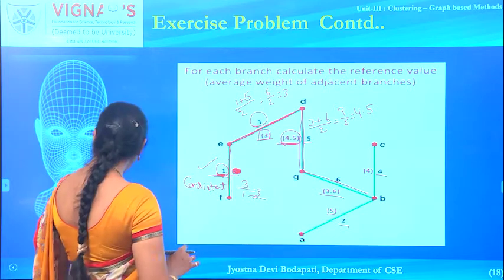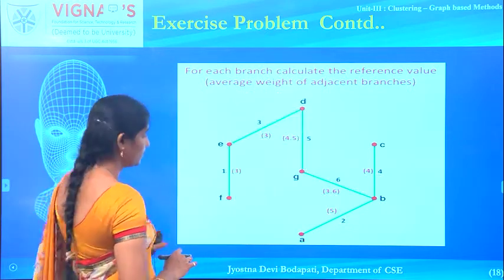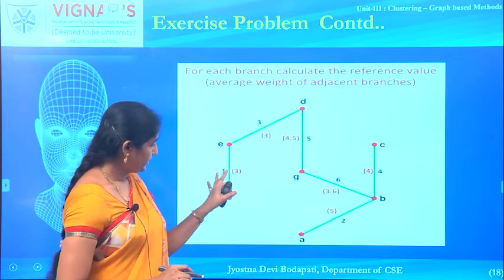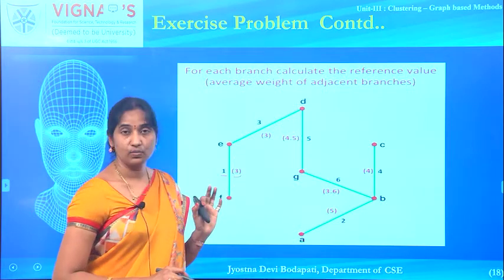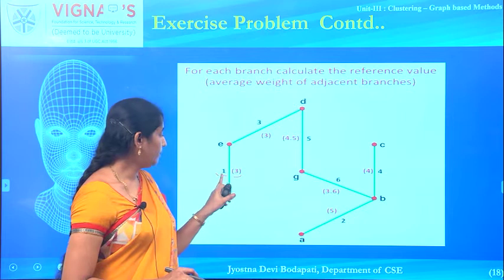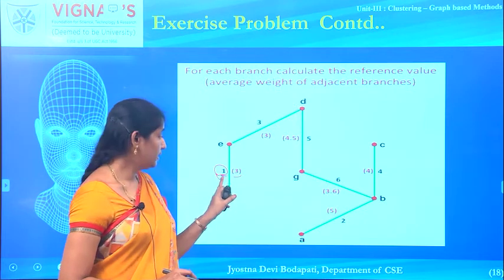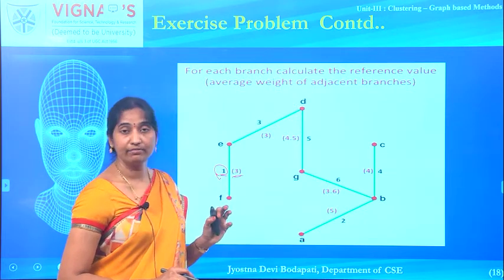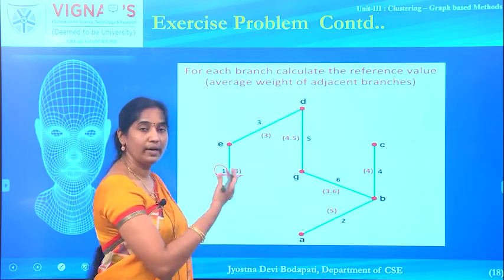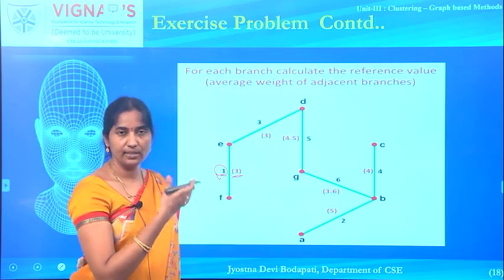So now let me remove this. I have given already the edge weights and the corresponding reference values. Remember, all the numbers in black are the edge weights. The numbers in red are the reference values. Now you need to identify the inconsistent edges and remove them.